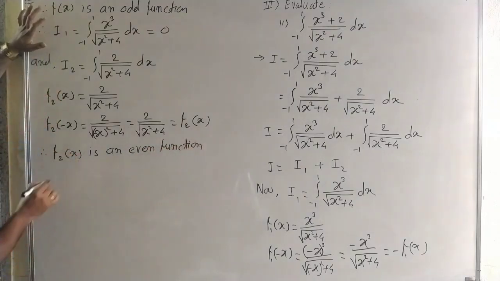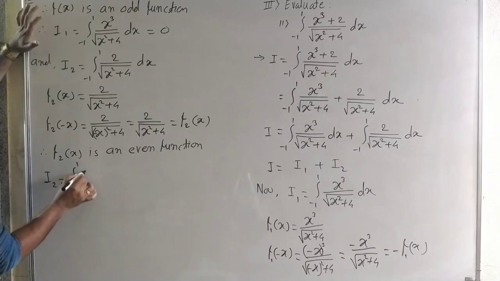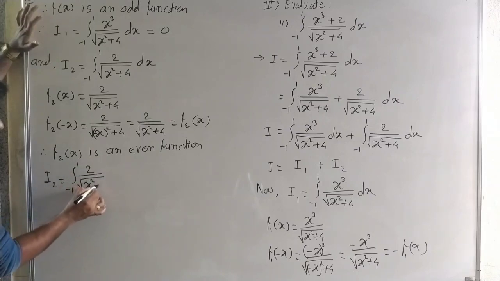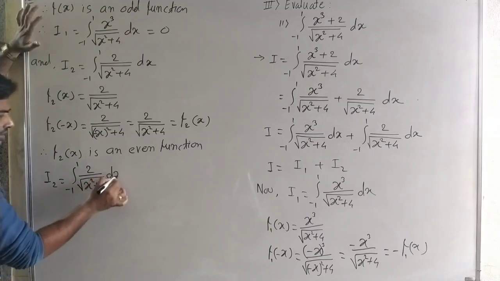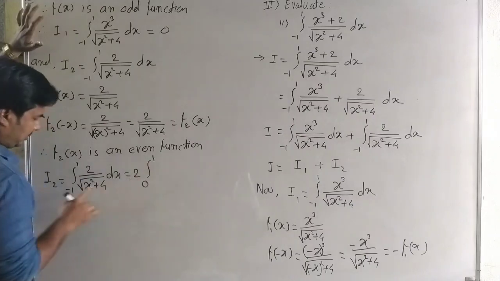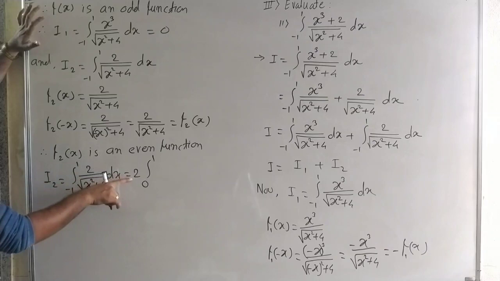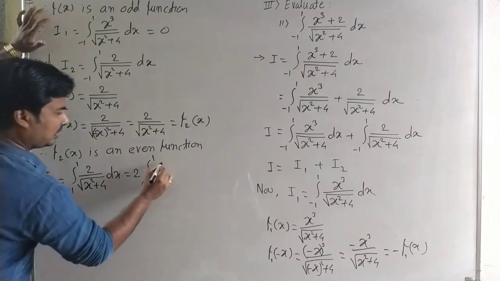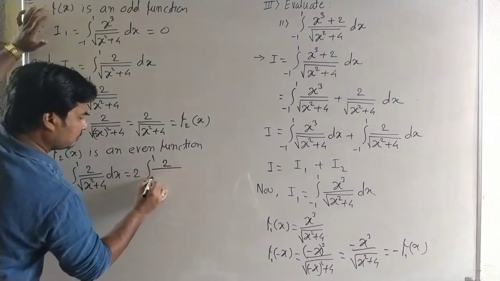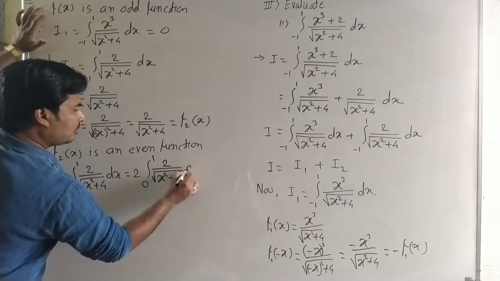Okay. In the even function, we can write I2, that is the integral from minus 1 to 1 of 2 upon under root x square plus 4 dx. This can be written as 2 into integral 0 to 1. Here, when the function is even, integral from minus a to a, we can write 2 into integral 0 to a, of 2 upon under root x square plus 4 dx.